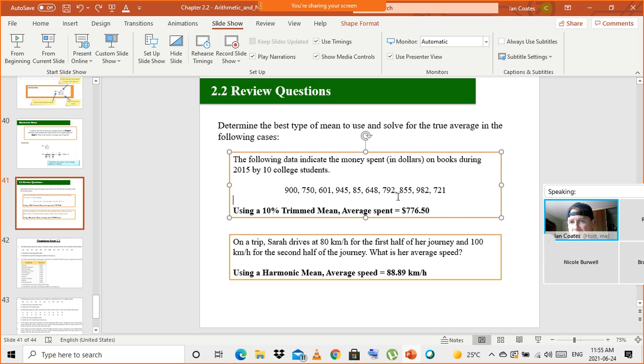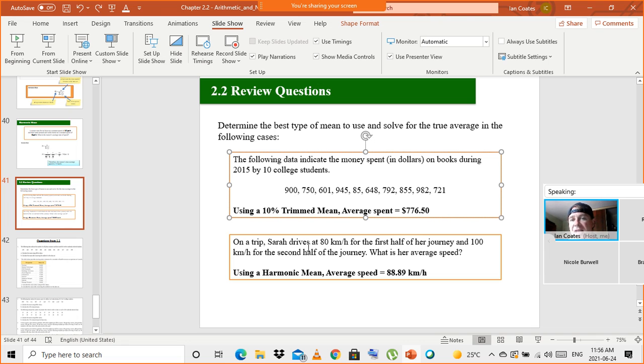So you put them all into order. There's 10 numbers, and in this case, 10% of 10 is one number. So we're going to knock off the lowest and the highest, which in this case is 982, and we get a trim mean average of 776.50.